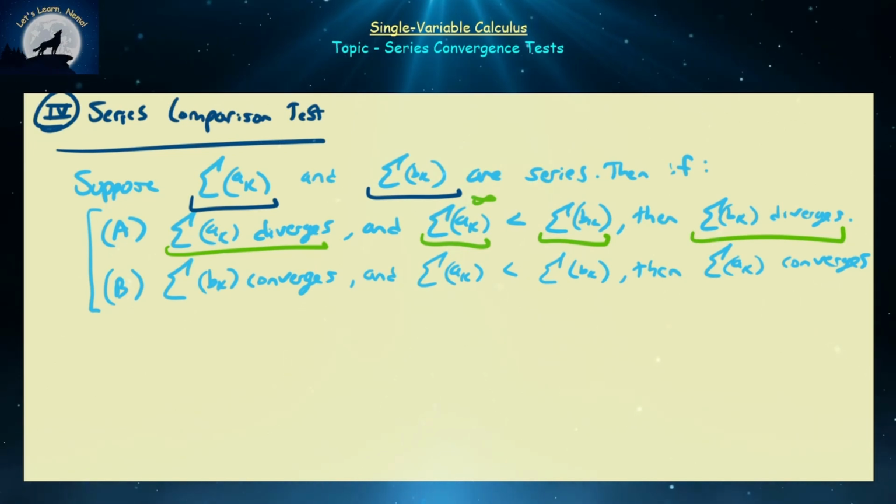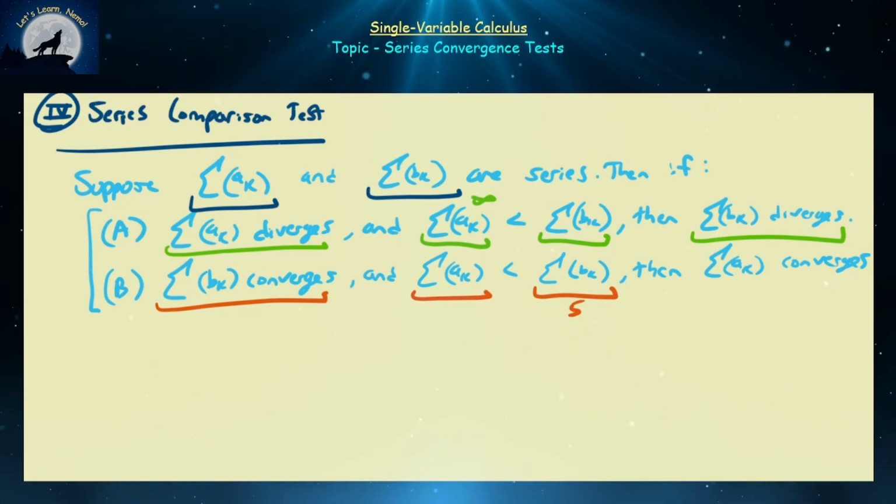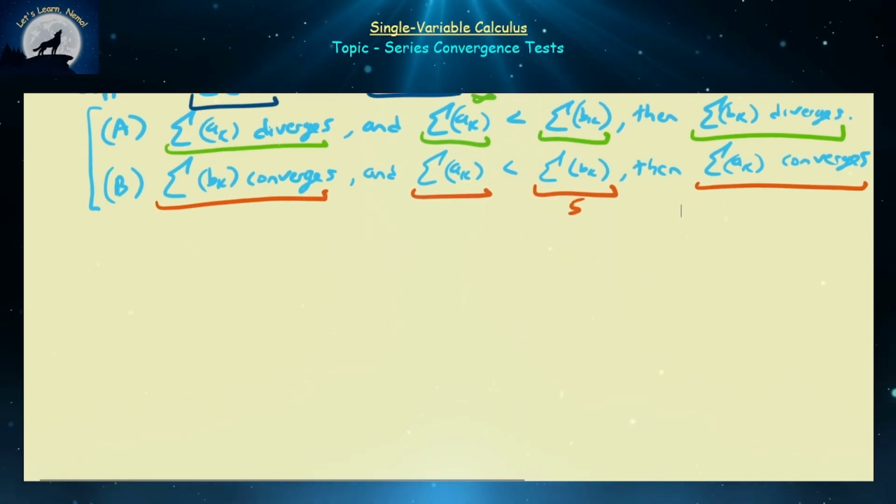Under similar thinking, let's assume that the sum of b_k converges with the sum of b_k above it. So if the sum of b_k is a finite number, for example 5, there's no way that the sum of a_k will be an infinite number, so infinity can't be less than 5. So under this logic, we can see that the sum of a_k must also converge as well. Right, so let's actually do an example of each, one for the convergence and one for the divergence.